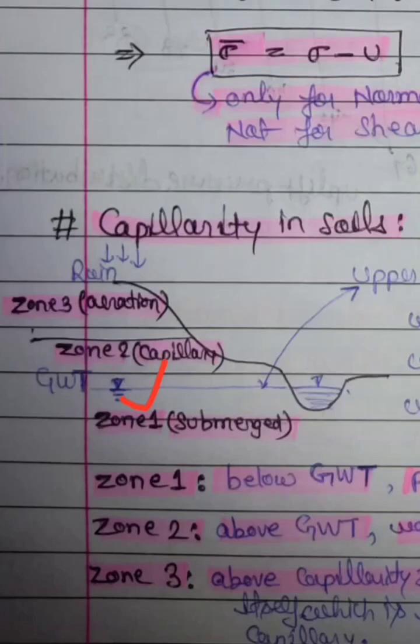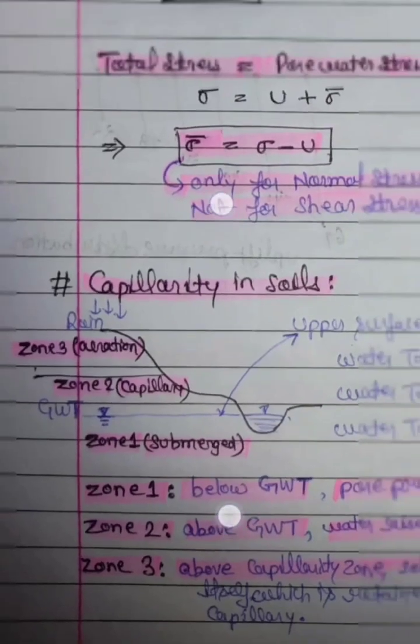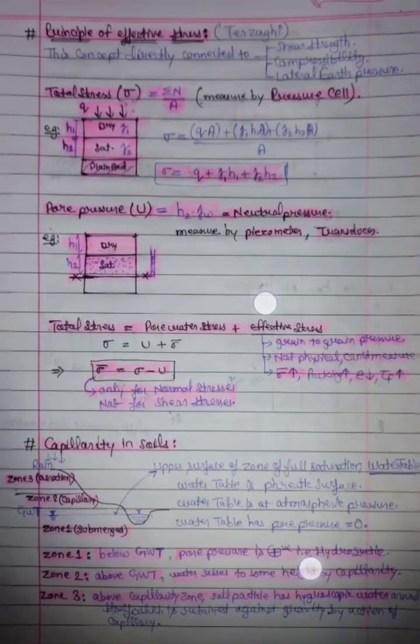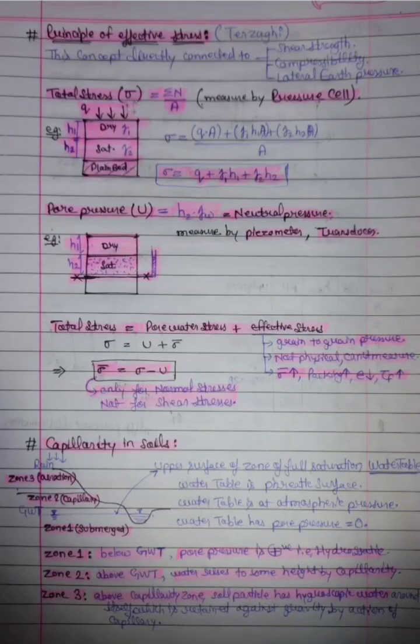So there are 3 zones on the basis of the presence of water in voids. Zone 1, that is the submerged zone, means the voids are always filled with water. And there is the capillary zone, in which water can rise up to a certain height due to the surface tension. Then there is zone 3, in which the voids are filled with air only, with no water or very little water. The upper surface of zone 1, that is the submerged zone, is at full saturation, and this upper surface is called the water table.